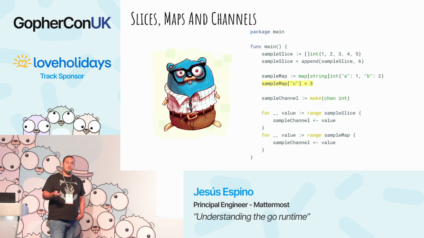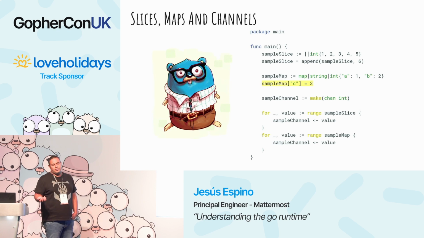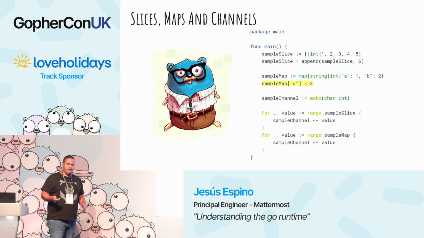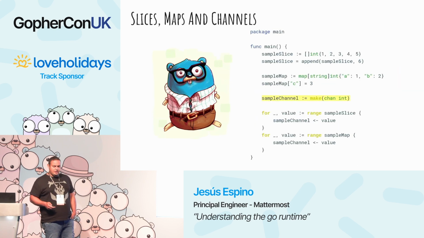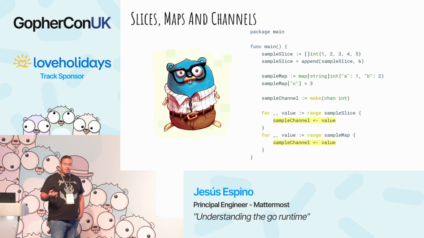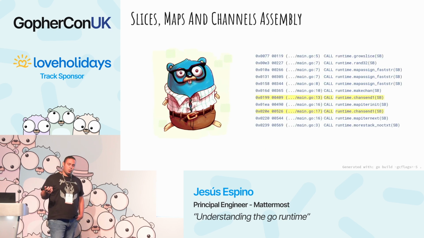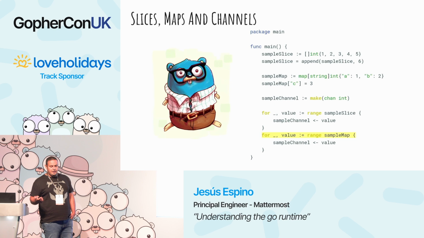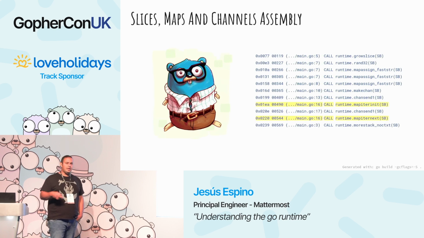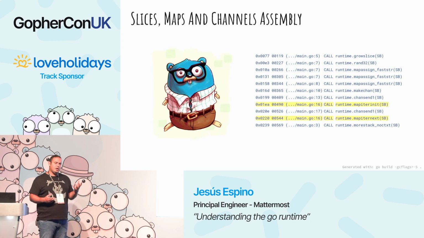So all this syntax that you see here is generating calls to the runtime instead of generating assembly code directly. Creating a channel is going to call makechan. Sending things to a channel is going to use chansend1. And iterating over a map is going to generate mapiterinit and mapiternext calls. So that is what I mean when I say the compiler and the runtime work in tandem: the compiler knows that the runtime is there, so it generates some call instructions instead of generating the whole assembly code for that.